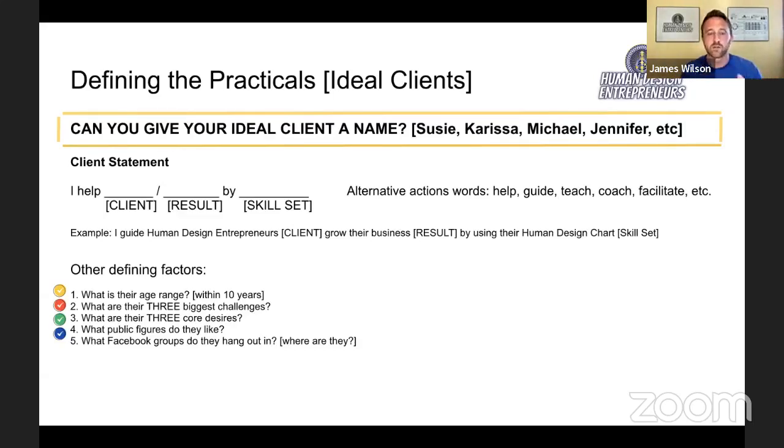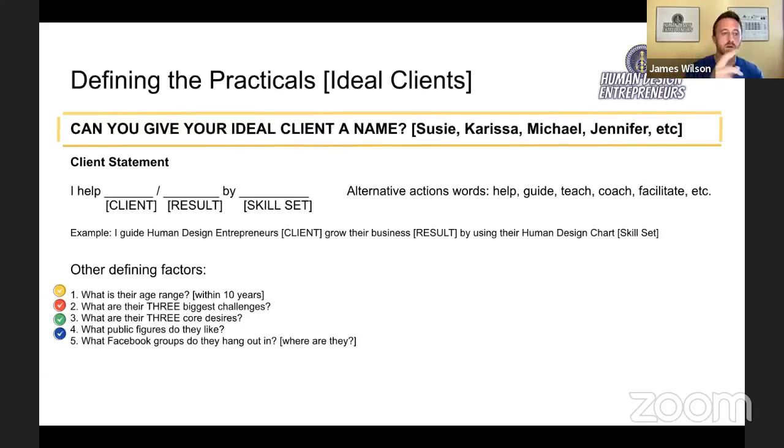So alternative action words for help, because that's kind of general, are I guide, I teach, I coach, I facilitate, I energize, whatever word works for you. It can be interchangeable. I go with guide. That works for me. So I guide, and the next would be, what's the result?